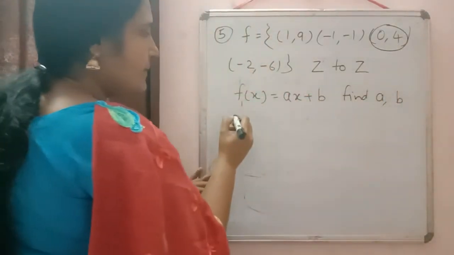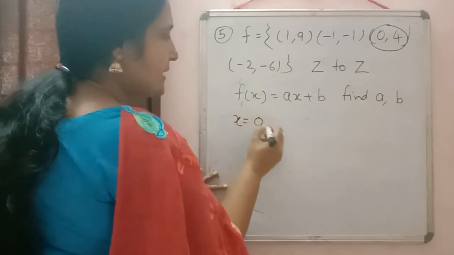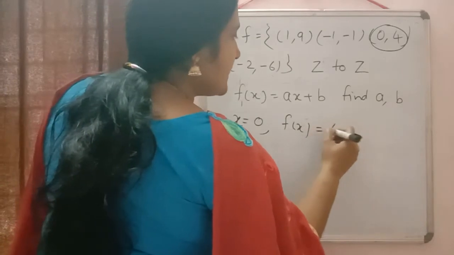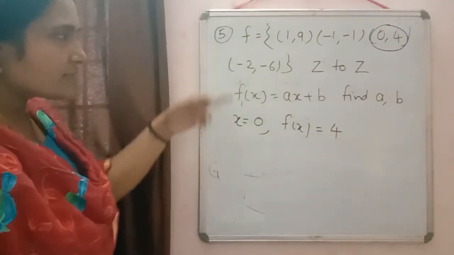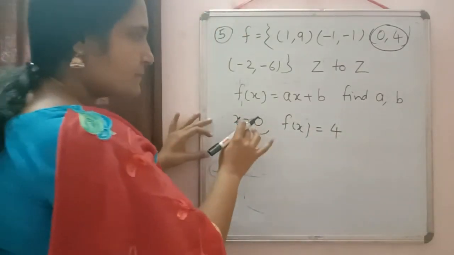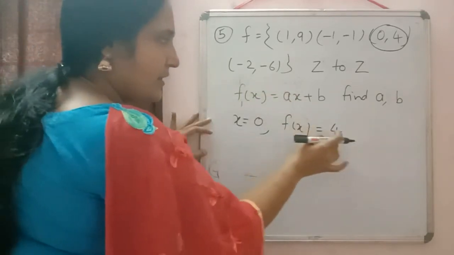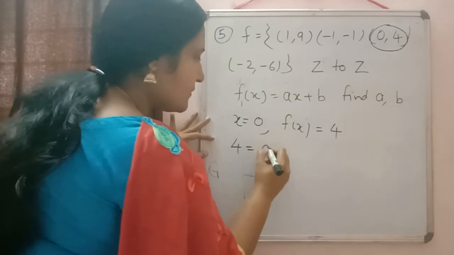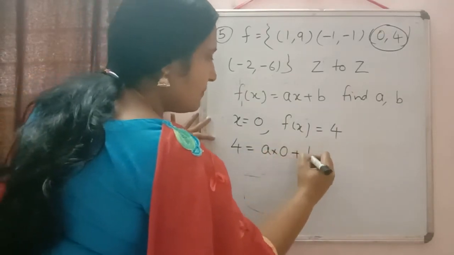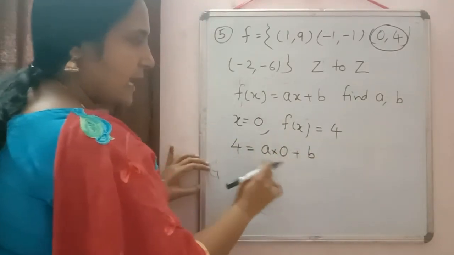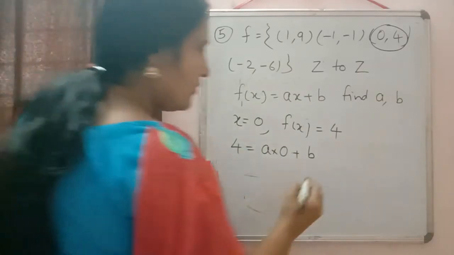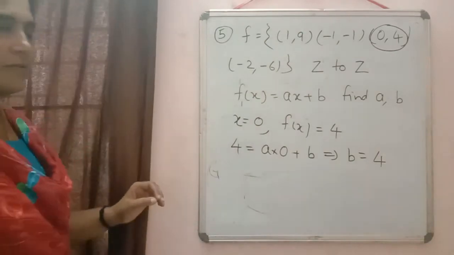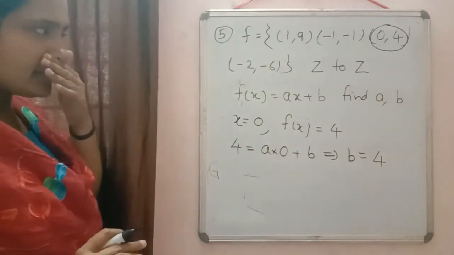So here you can check this one. What we are getting? The first element, if x is equal to 0, we are getting the second element f(x) is equal to 4. So just substitute in this one. Substitute x is equal to 0 and f(x) is equal to 4. Then what will come? 4 is equal to a into 0 plus b. So obviously a into 0 is 0. So we are getting from here only b is equal to 4. So now we got the value of b as 4.